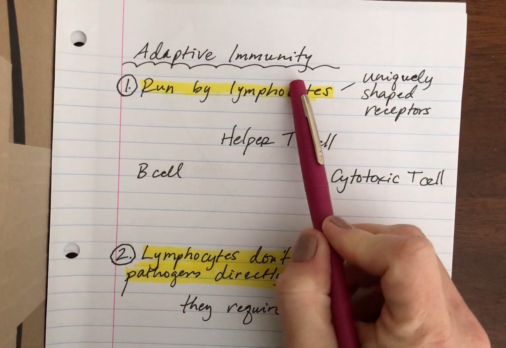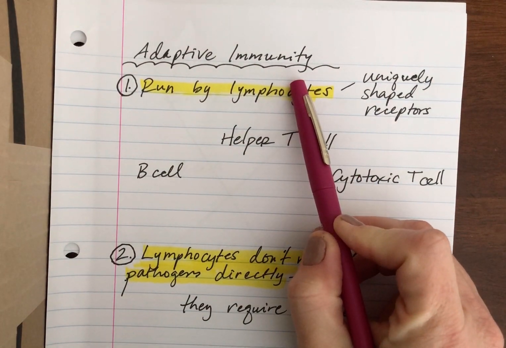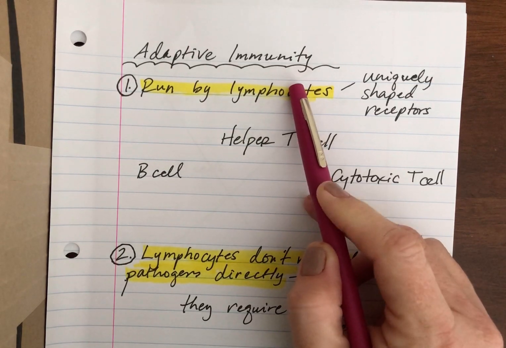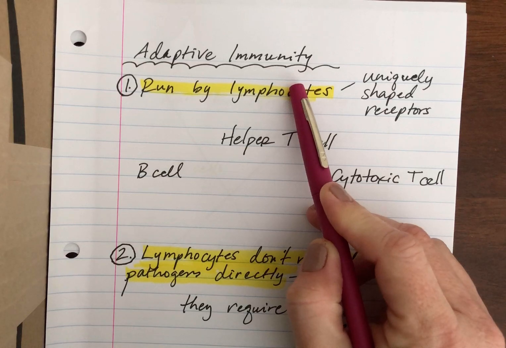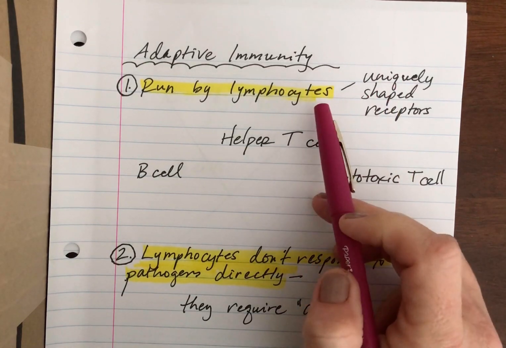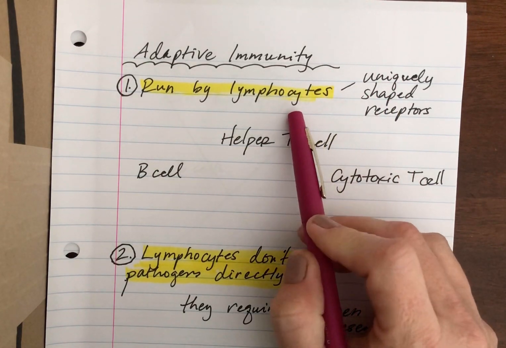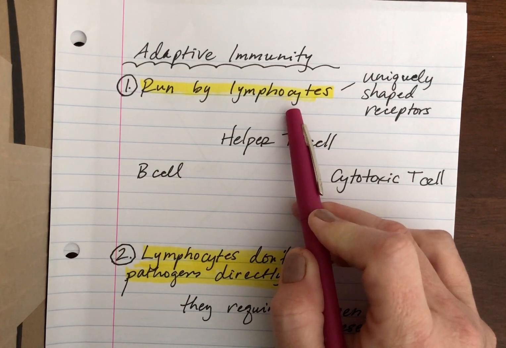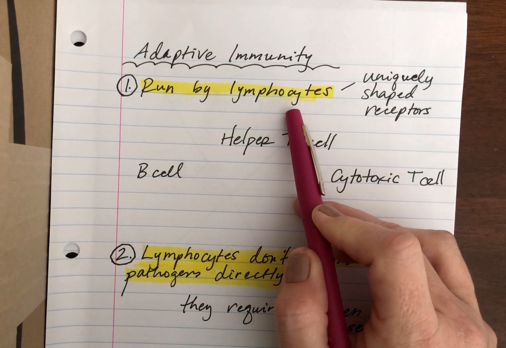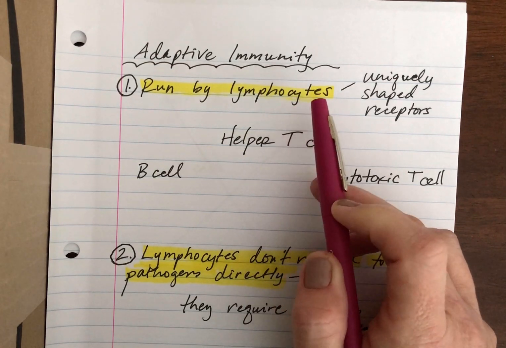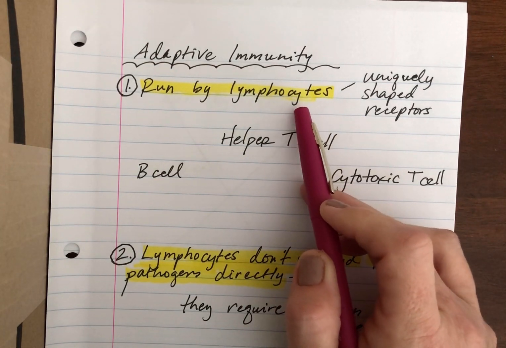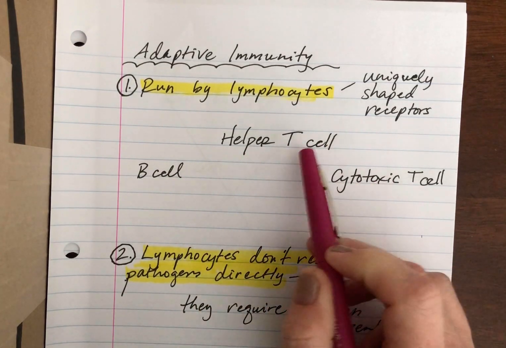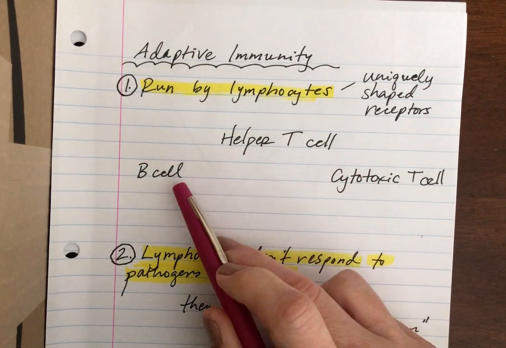Adaptive immunity is our specific immunity, so it's not something we're born with. It's something we build up as we are exposed to pathogens in our environment. And adaptive immunity, first of all, is run by lymphocytes. Lymphocyte means a type of white blood cell, so it's a type of leukocyte. And the two types of lymphocytes are T cells and B cells. You can see that there's two types of T cells and then B cells.